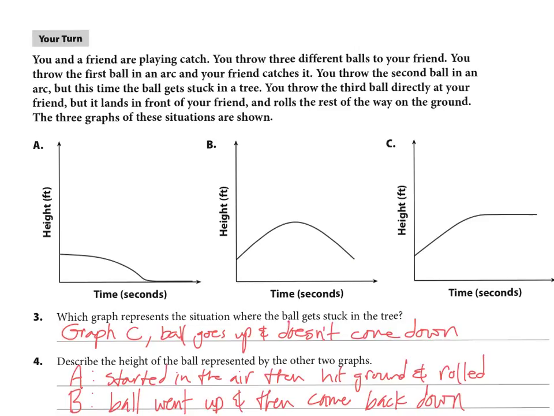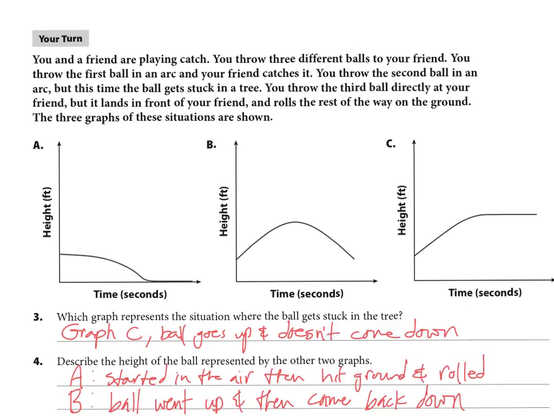Now, here's a couple of questions. 1, why do the heights of all of these start above 0? Exactly. When a person is throwing it, they're not throwing it from the ground. They're not laying on the ground and throwing it. They're standing up. Okay?